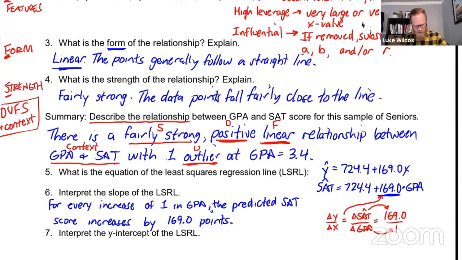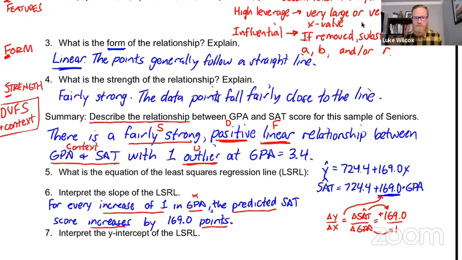All right, we're talking about an increase of 1 in x, which in this case is GPA, but we've included context. Very important here that you say predicted or estimated SAT score. And then look, we've used this word increases. And the reason why it increases is because this 169.0 is a positive value. If that had been a negative value, then we would say decreases. And then we've also tried to include our proper units here. So that looks like a pretty darn good interpretation of the slope.